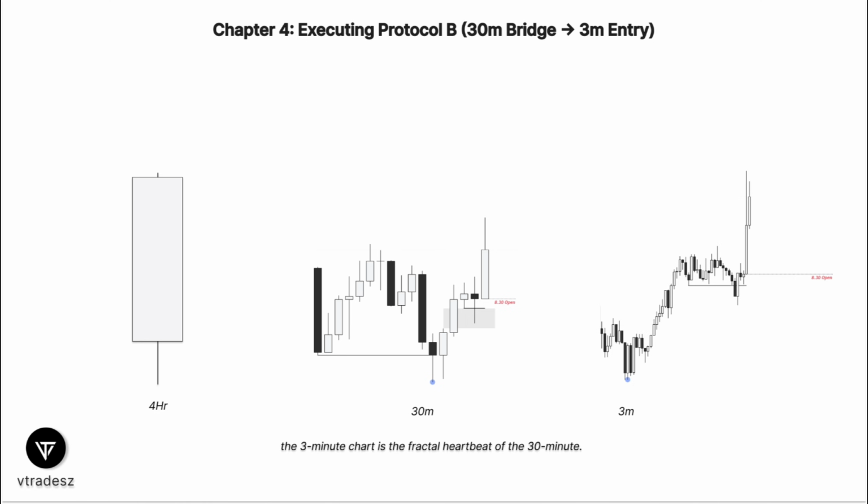The moment that 30-minute candle closes, your bias is locked in. You immediately drop to the 3-minute chart. Why 3-minute? Because the 3-minute chart is the fractal heartbeat of the 30-minute. A 5-minute entry is too slow here. The risk to reward won't make sense. You look for a 3-minute FVG or order block, and you enter. This allows you to catch the 4-hour expansion right at the root.